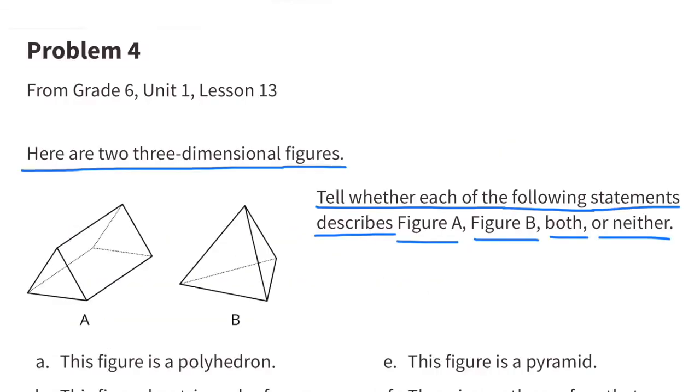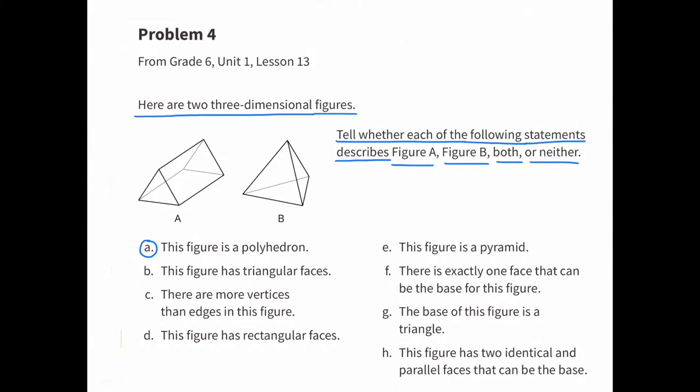Number 4. Here are two three-dimensional figures. Tell whether each of the following statements describes figure A, figure B, both, or neither. A. This figure is a polyhedron. Both. Both figures A and B are polyhedrons.